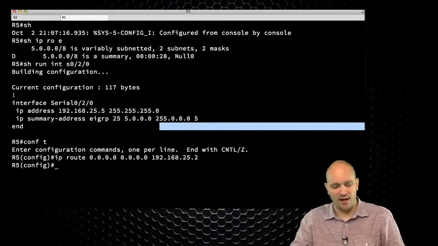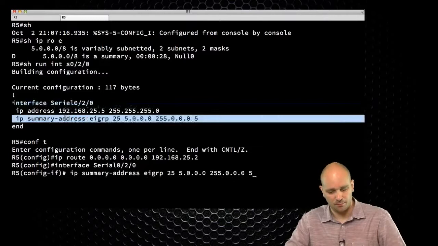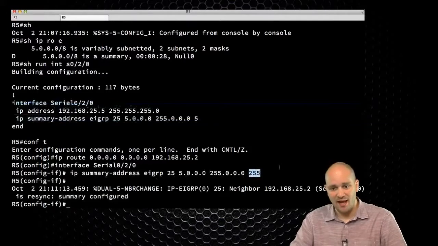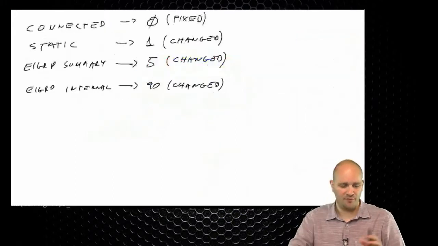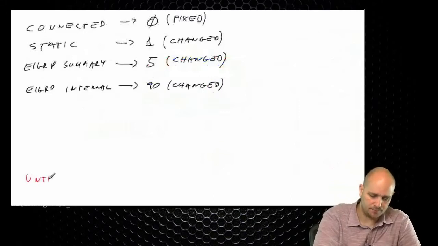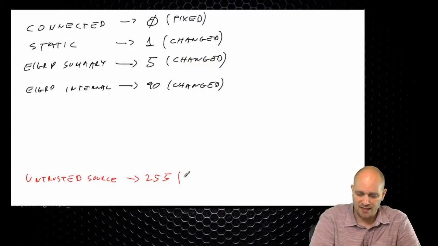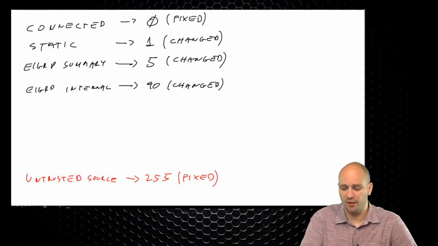Now, let's on R5 get rid of the discard route. So what I'm going to do here is I'm going to go into the sub-interface mode, and I'm going to install the same EIGRP summary, except that now I'm going to give it the admin distance of 255, all the way at the end. Admin 255 is an untrusted source, and this is a fixed value, and this simply means that the routes that have the admin distance of 255 will not be installed in the routing table.